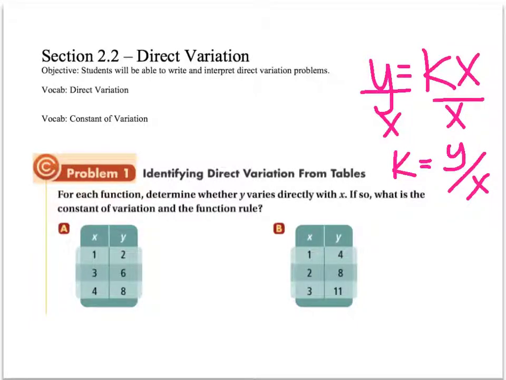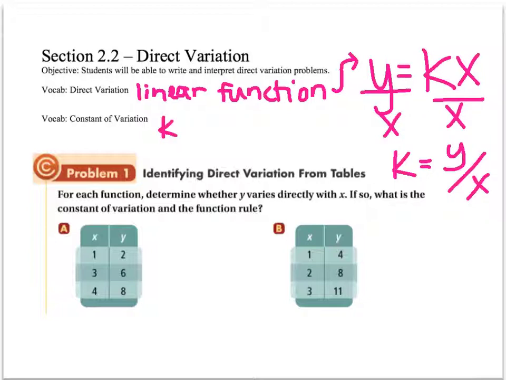So your direct variation is a linear function. In case you didn't get this yesterday, it's a linear function, and it's written as y equals kx. The constant of variation is the k value. And we can solve for k, and we get k equals y over x.